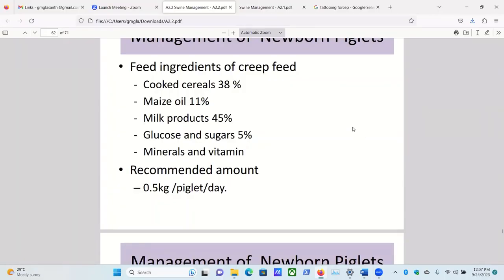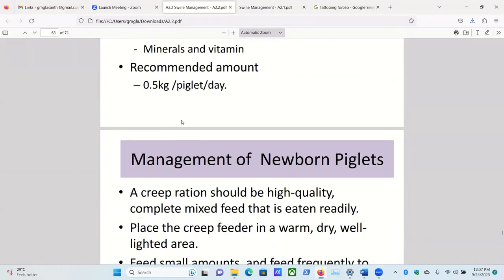Cooked cereal should be there at 38%, maize oil should be there at 11%, milk products should be there at 45%, and glucose and sugars to provide energy at 5%, and vitamins and minerals. So normally we have to give 500 grams of creep feed per piglet per day.